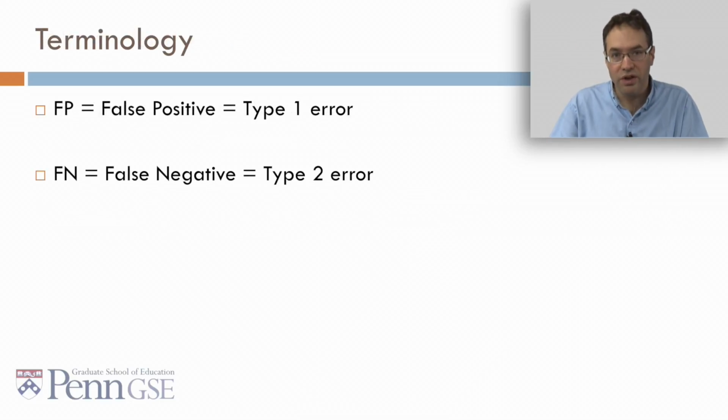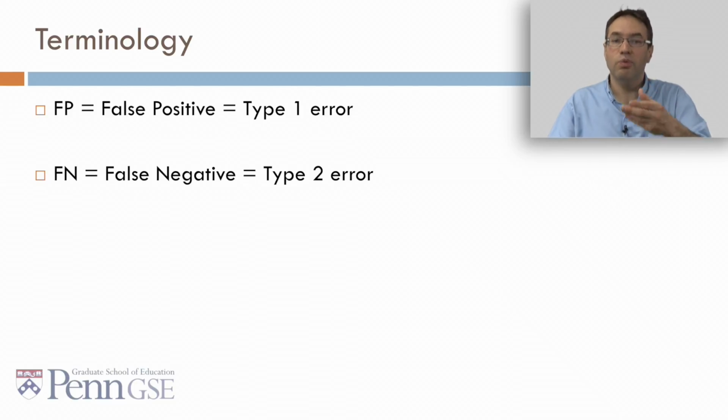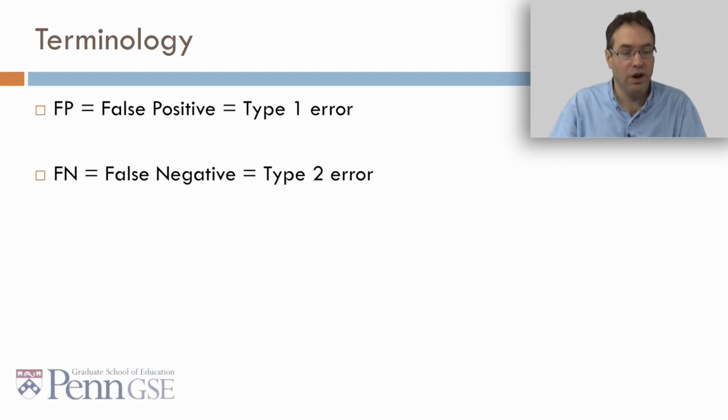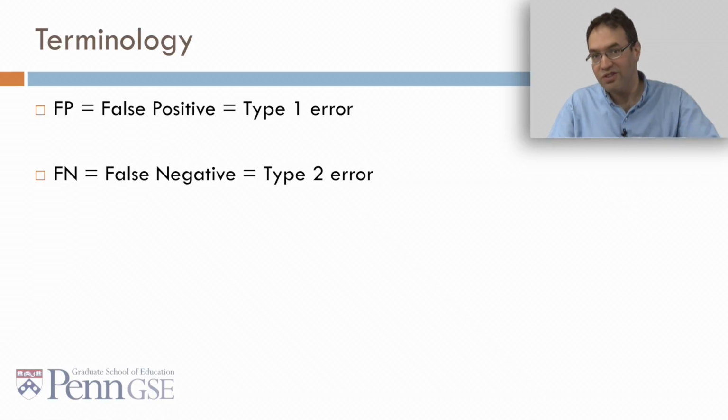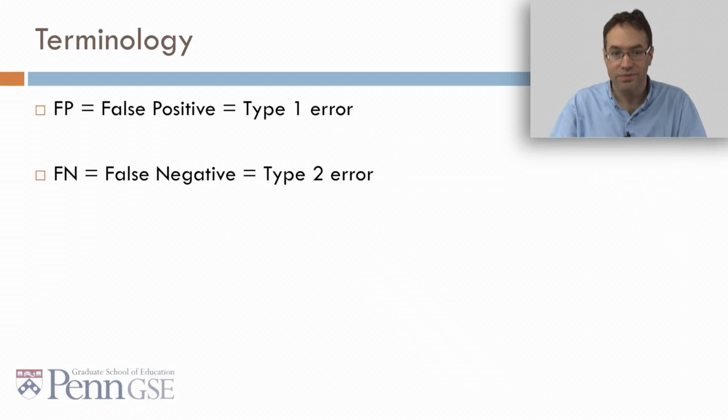Incidentally, for those of you intellectually raised in statistics land, FP, false positive, is what statisticians often refer to as a type 1 error, and FN, false negative, is what statisticians often refer to as a type 2 error. If that terminology is unfamiliar to you, don't worry about it.